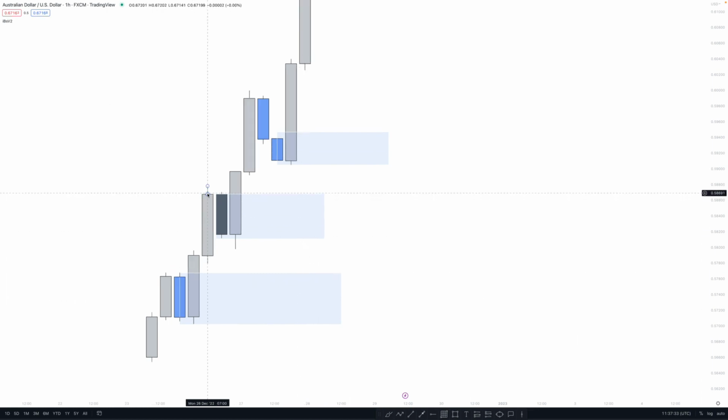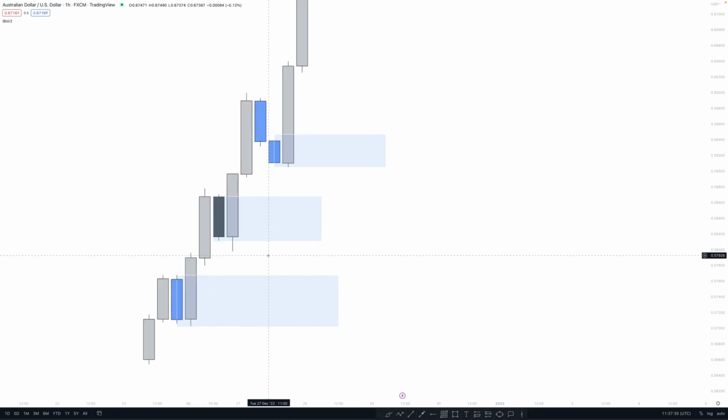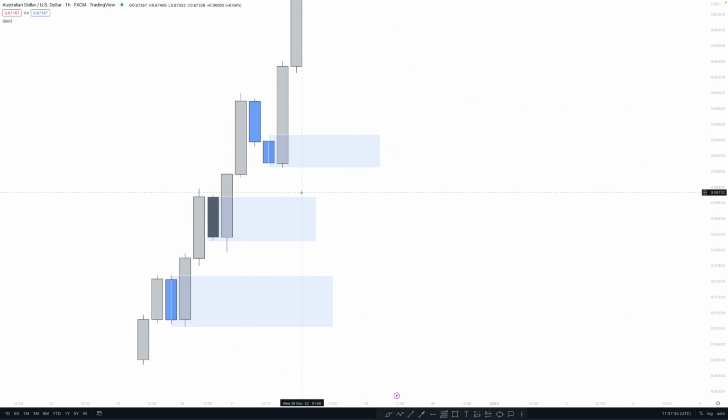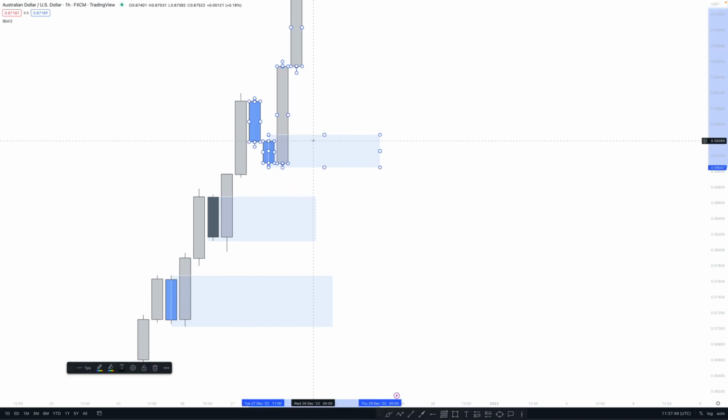So again, back to the order blocks and these retraces. We had a retrace, it was an inside bar candle, and again price broke above. So right now we are looking at, let me do this.